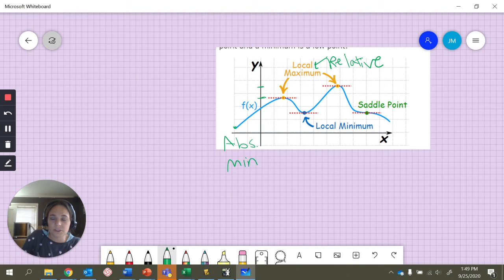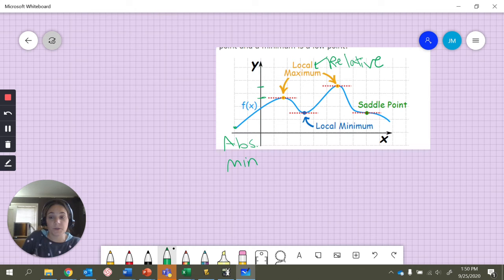Now, a good question is, you can be a local maximum as well as an absolute maximum at the same time. So this point is the very highest of our graph, so it is the absolute highest. So it is our absolute maximum, but it's also a local maximum because relative to this little area, it is a maximum.